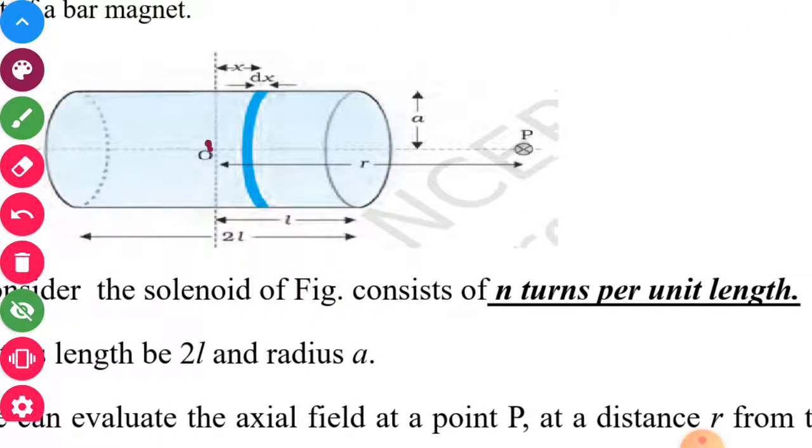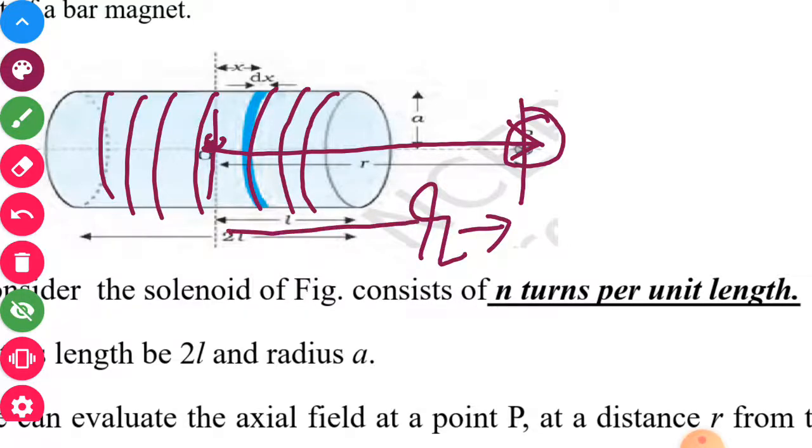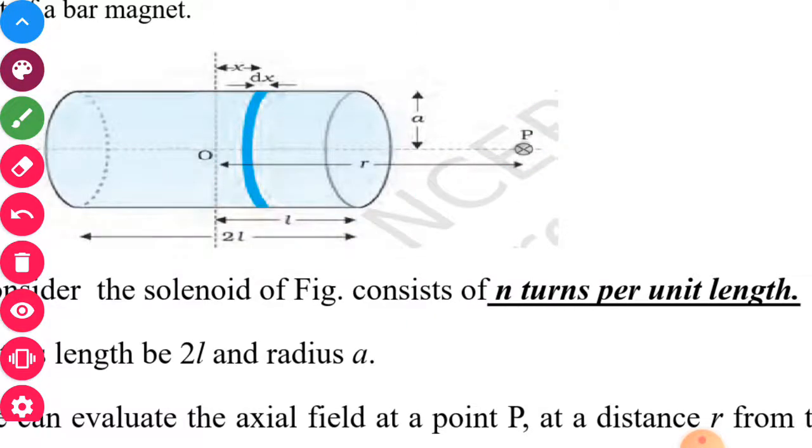How much magnetic field is there at point P from point O here, or we can say, the magnetic field of this solenoid at this point P. The point P is at distance, say, r. The distance of point P is r from the center of the solenoid, and we want to find the magnetic field at point P.